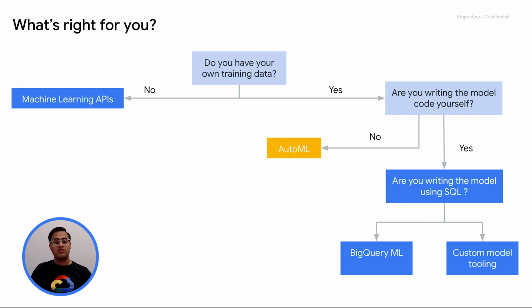If you do have the training data and you do plan on writing your own code in SQL format, BigQuery Machine Learning is your buddy. And if you do have your own data and you are planning on building your own model in a non-SQL format, typically with Python and using frameworks like TensorFlow, custom model tooling of Vertex AI is the perfect choice.